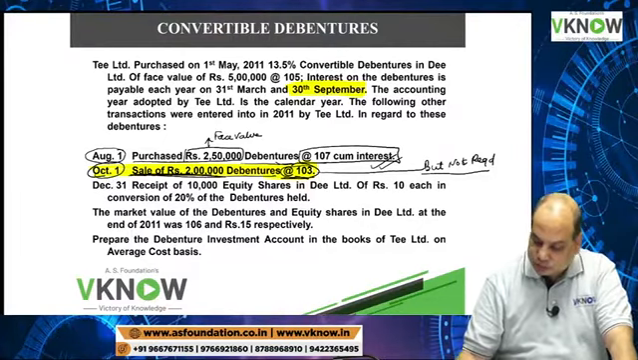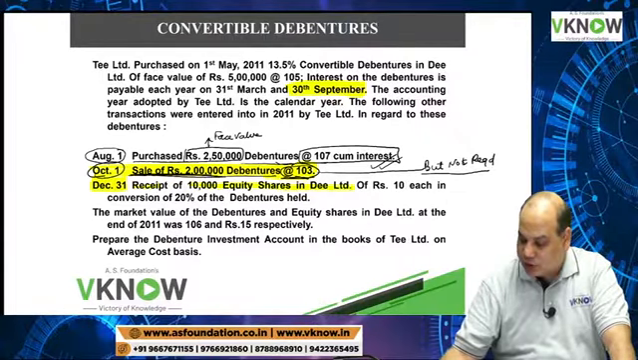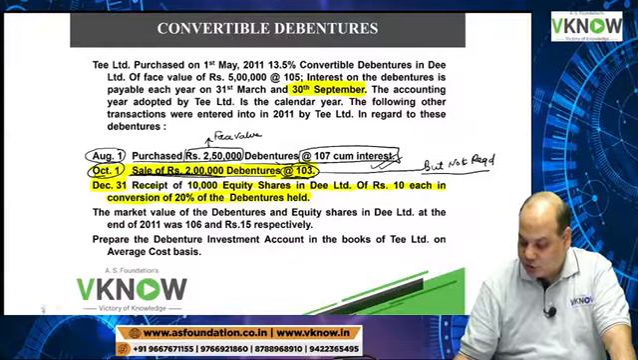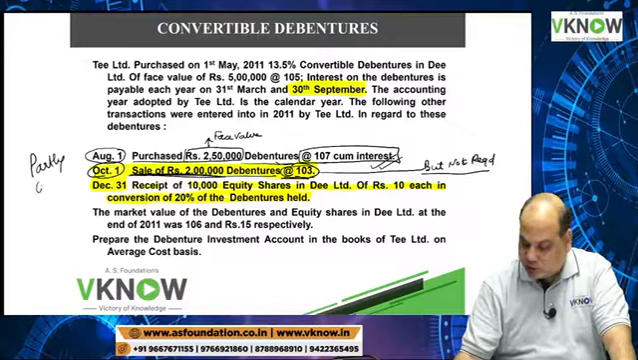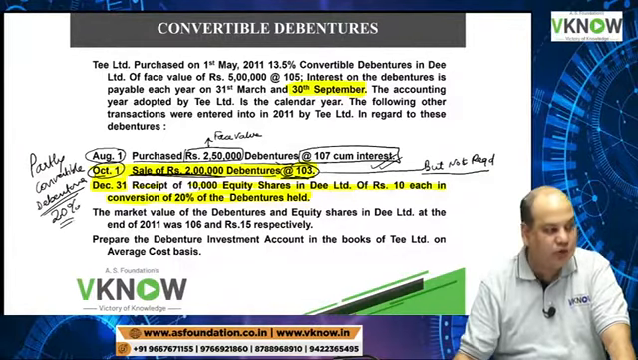You are right. Come to December 31st. This is our year ending date also. Receipt of 10,000 equity shares in D Limited of rupees 10 each in conversion of 20% of the debenture held. So this is an example of partly convertible debenture. 20% debentures got converted.